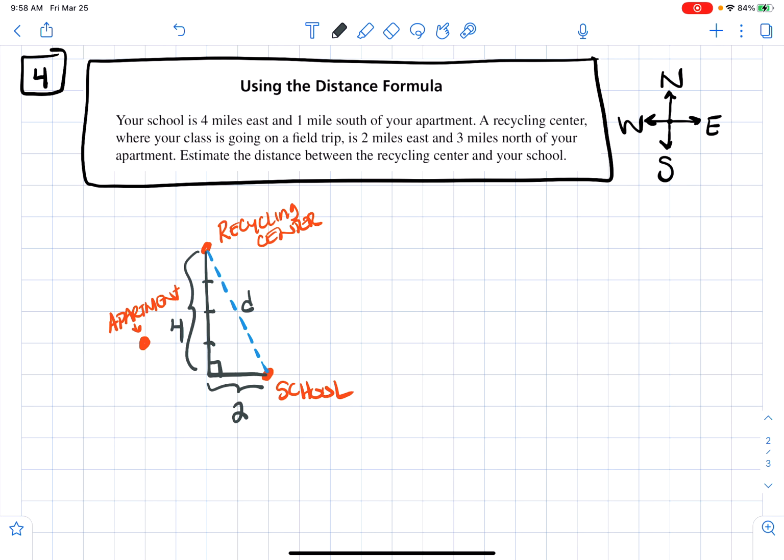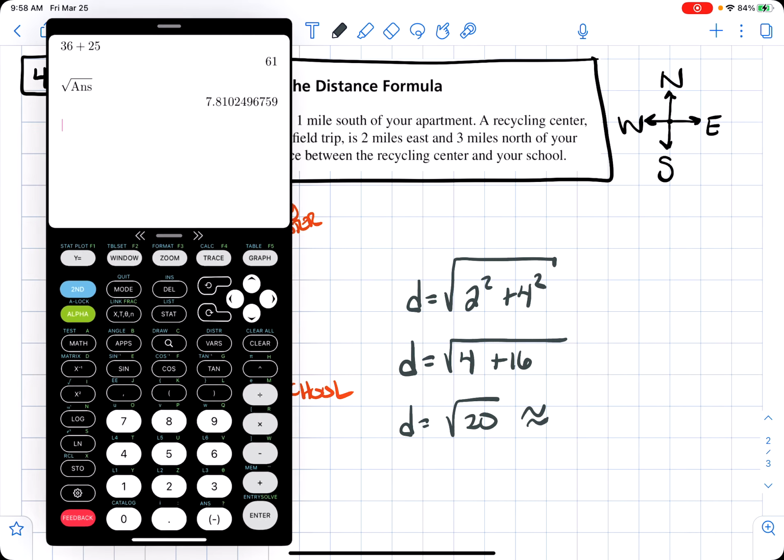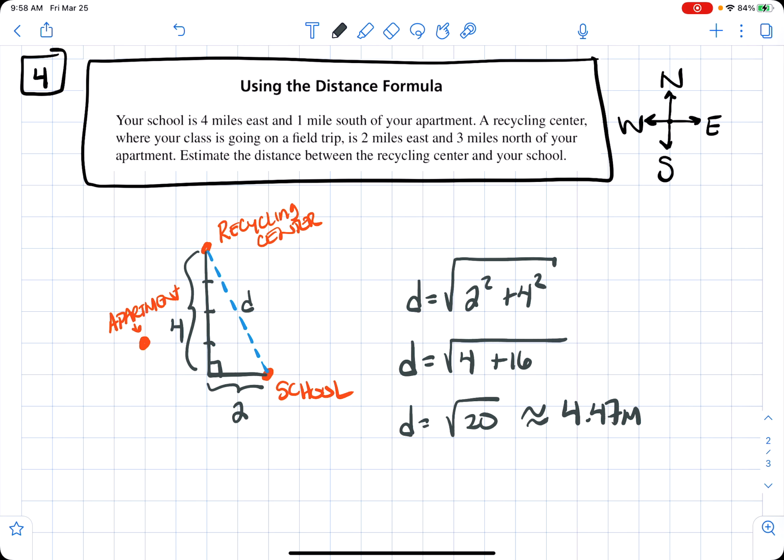So if I know that, then I can say that the distance is going to be the square root of 2 squared plus 4 squared. So my distance is going to be the square root of 4 plus 16. So my distance is the square root of 20, which is approximately, if you don't know that, that's okay, you can bring in your calculator and do second square root of 20 and get about 4.47 miles. 4.47, and this is in miles. Okay, that's the first way. That's probably the way that I would do it.